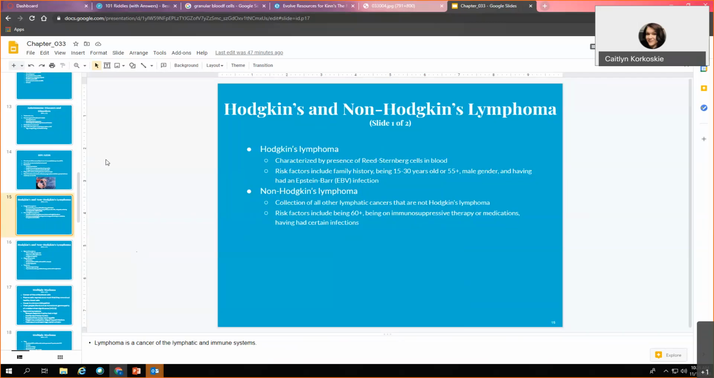And then non-Hodgkin's is a collection of other lymphatic cancers that are not Hodgkin's lymphoma, which does not explain the difference extremely well.